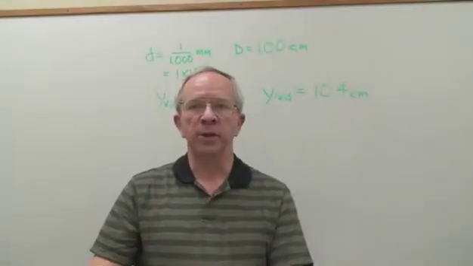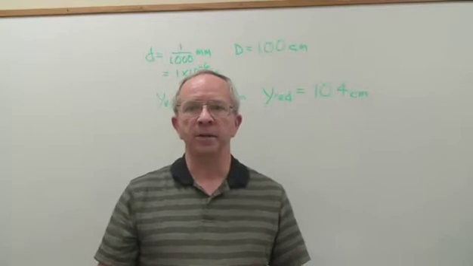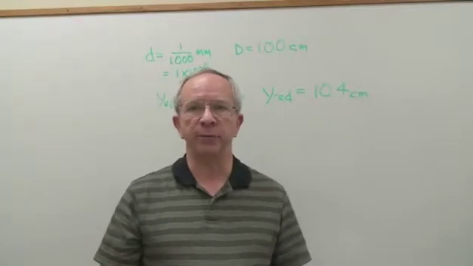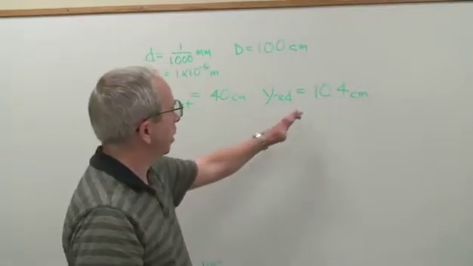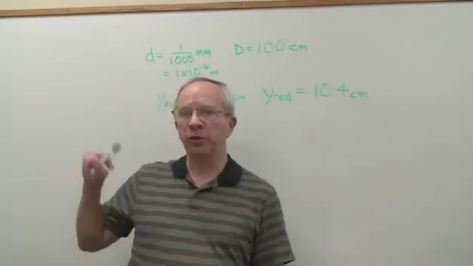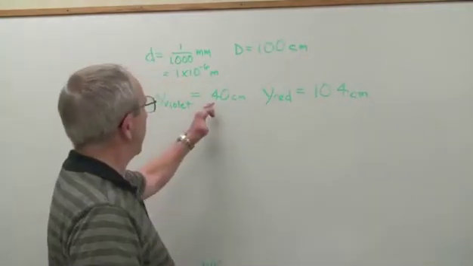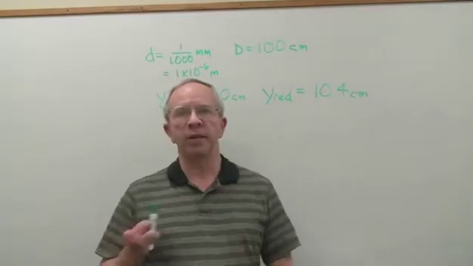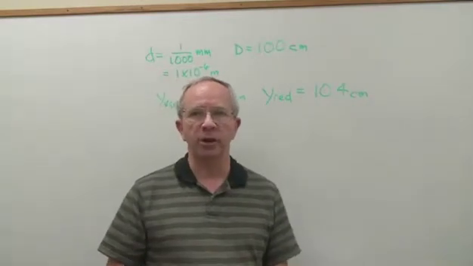So I took the measurements from both the violet and the red ends of the spectrum on both sides of the diffraction pattern, and I got about 104 centimeters out there on both sides, and on the inside I got about 39 centimeters on one side and 41 on the other, so we'll average it and call it 40.